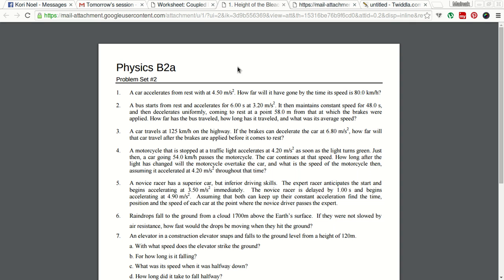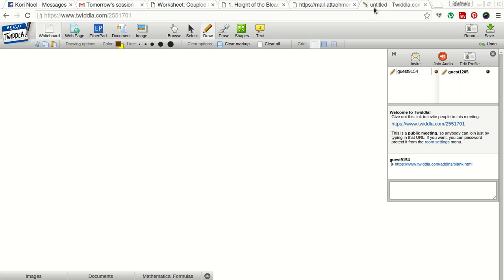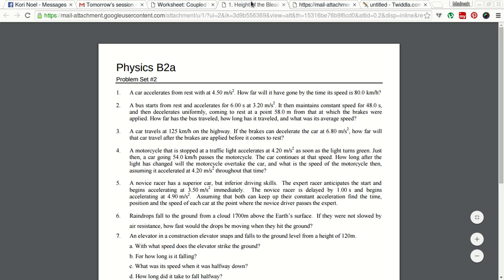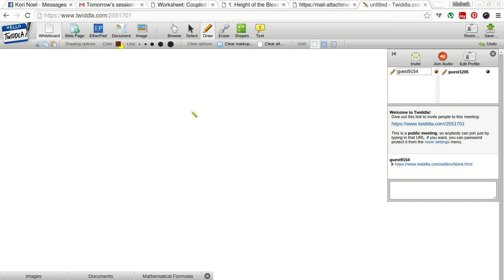So did you look at the first question? A car accelerates from rest with 4.50 meters per second squared. Okay, so the initial velocity is 0. First, tell me what is needed. What do you have to calculate? It wants to know distance, distance traveled in one direction. In my notation, I write it as s, the distance covered.